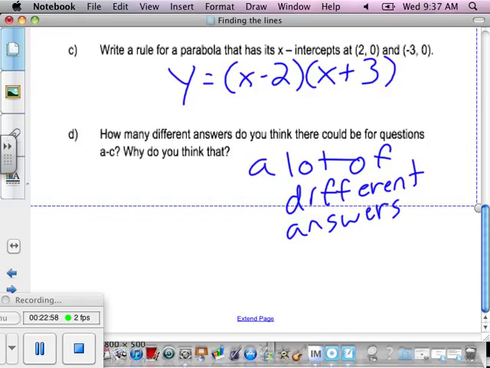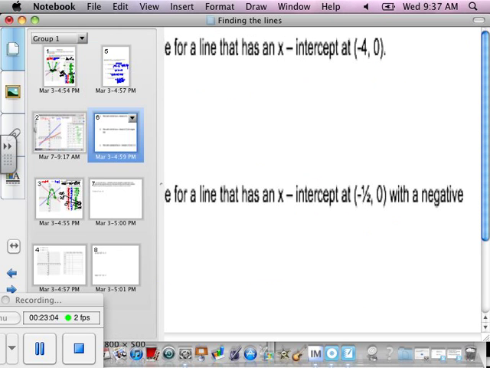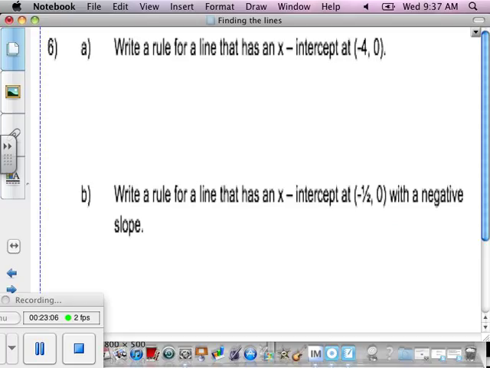Okay, let's move on to 6. It's pretty much the same thing. Letter D has a lot of different answers. Okay, same kind of thing. If we're going to plug in 1 again for my slope, when I plug in -4, I want to get 0, so I would add 4.